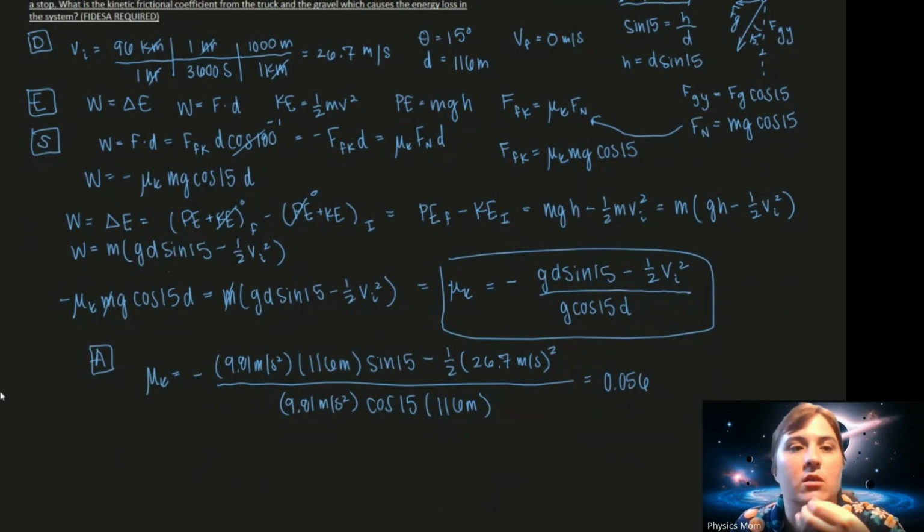Otherwise, the truck would go further, right? If friction weren't slowing it down somewhat. And gravity is still slowing it down just by the nature of transforming kinetic energy into potential energy, but the friction is slowing it down even more. It's not going to go quite as far.